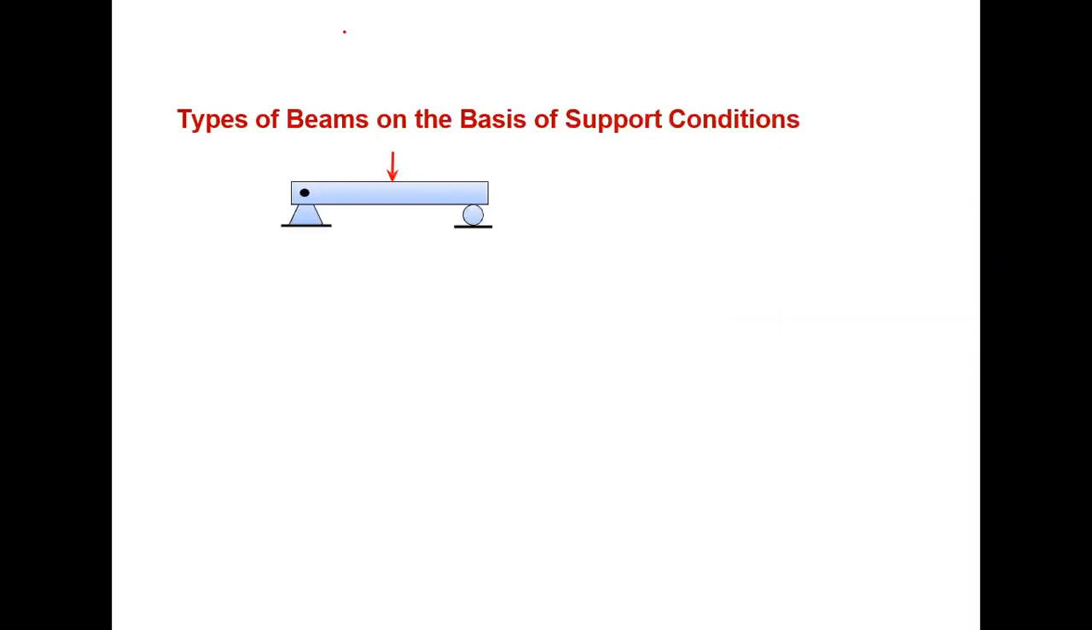Okay. Then comes different types of beams based on loading condition and support conditions. So this is a beam, right? And it is supported by a hinge support and roller support and subjected to a point load. So this type of beam you will call as simply supported beam.